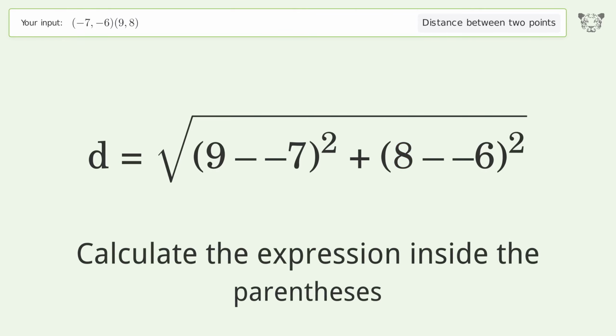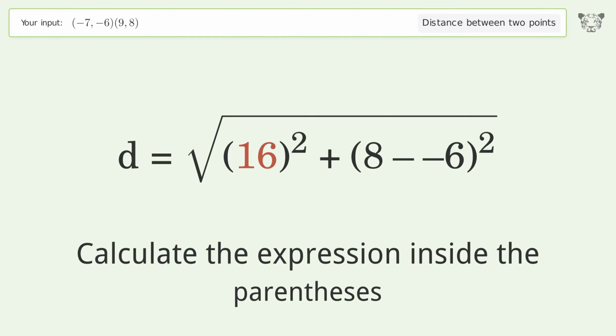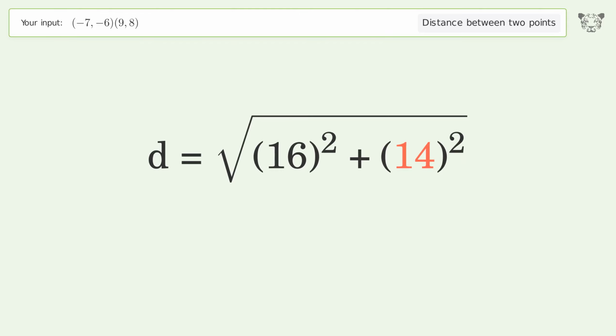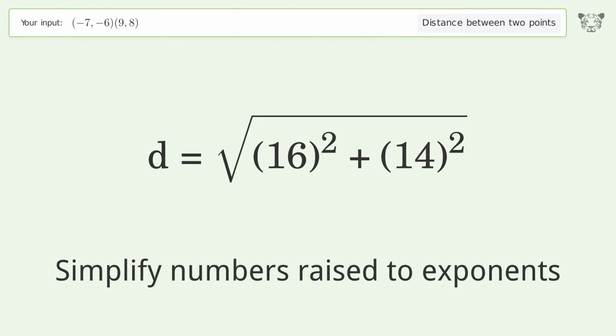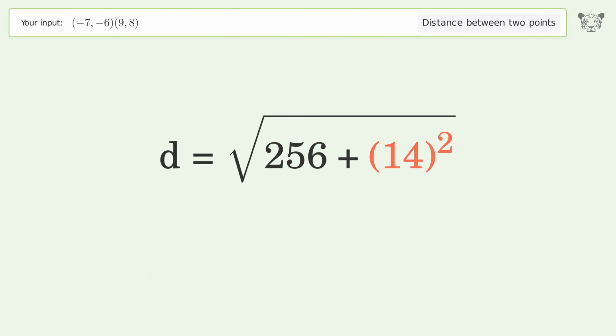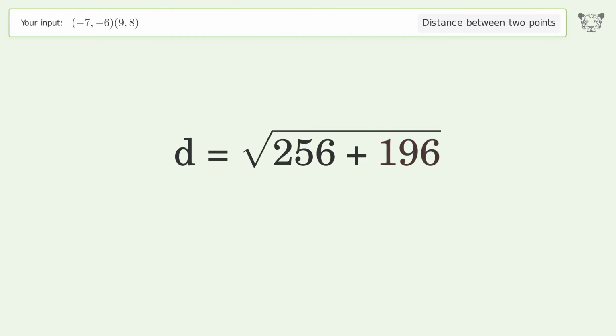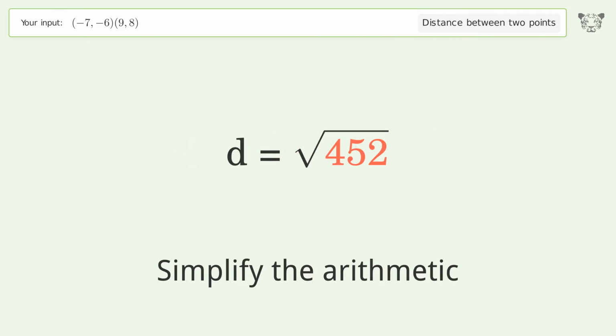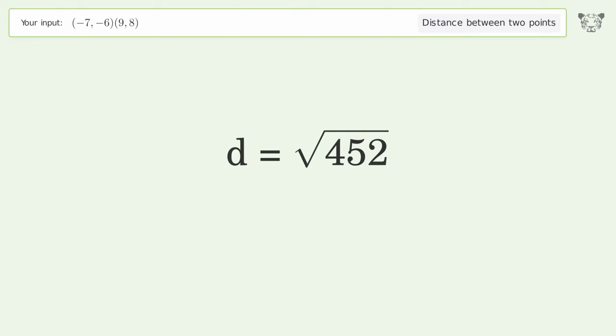Calculate the expression inside the parentheses. Simplify numbers raised to exponents. Simplify the arithmetic. And so the distance between the 2 points is the square root of 452, or 21.26.